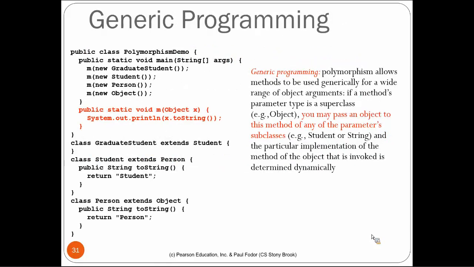Now, in addition to that, this whole thing is called generic programming. Basically, polymorphism allows us to define methods that can be used generically for a wide range of object arguments. If a method has a parameter type that is a superclass, like for instance Object, you may pass any object of any subclass to this method, like Student or String, and this particular implementation of the method is invoked and determined dynamically. So basically, we can define data structures at any level by using the superclass Object. And the superclass Object stands for any possible object.